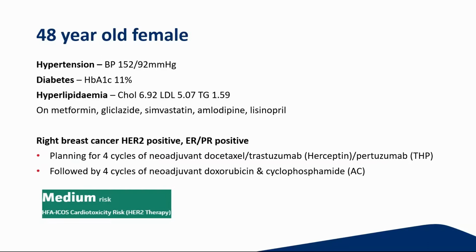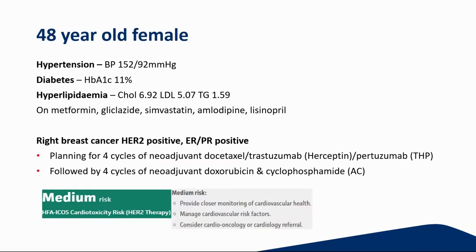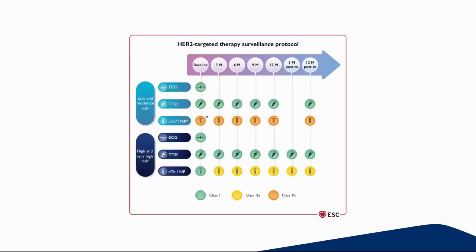So the next question is, what do you do having this patient who is now termed as medium risk? You can think of it as providing closer monitoring, managing the risk factors, and if you are not a cardiologist, this is when you may think that you might want to refer the patient on to cardiology for further review. And what do you do in terms of the monitoring then?